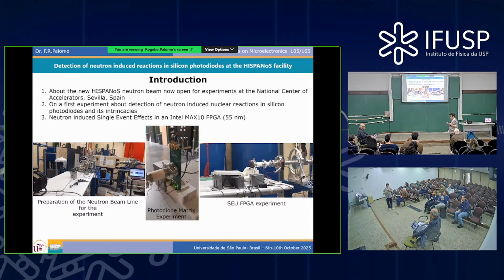2 experiments. One to characterize the neutron effects in silicon. This is not a damage test. It is a single event effect test, but considering that the generation of ions is made in the silicon due to nuclear reactions. Okay, and the same will happen in the silicon of the FPGA.